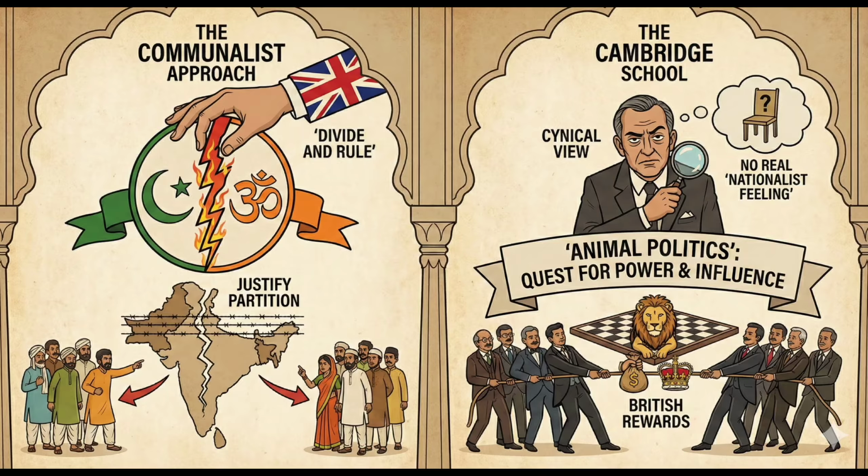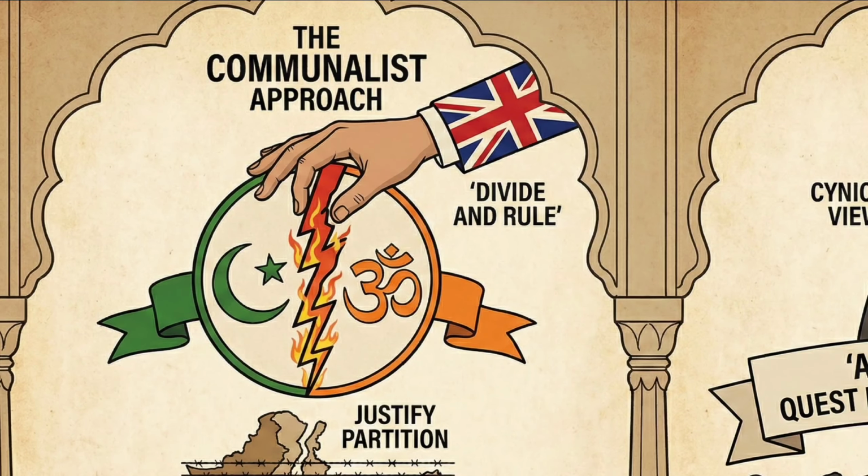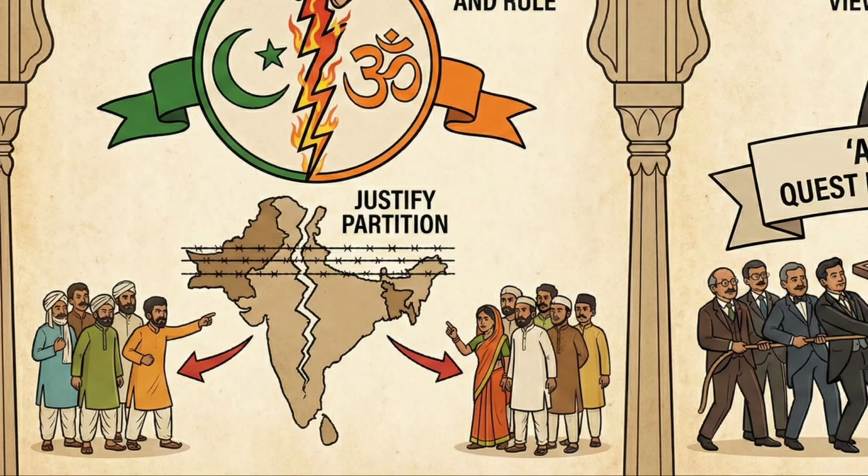Other critical approaches. 1. The communal approach. This school interprets Indian history through the lens of religion. It views Hindus and Muslims as two permanently hostile blocs. This narrative was often encouraged by the British to divide and rule, and was later used by communal organizations to justify the partition.